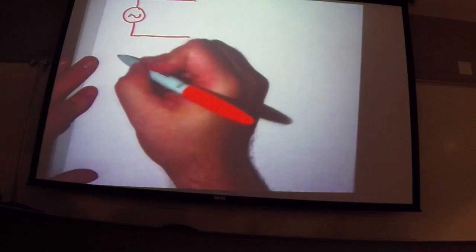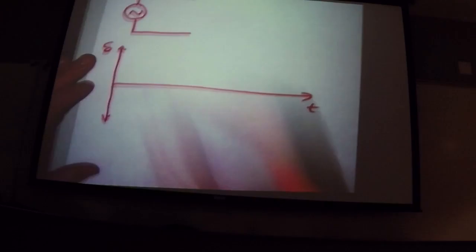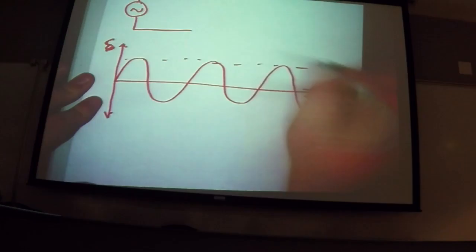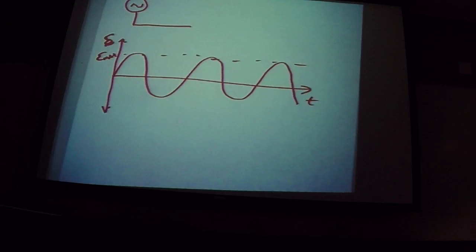I mean, think about it. This voltage that's actually coming out of the wires in the wall does this. Okay. So if I think this is a function of time, right? That's an E. It looks like this. Okay, sines and cosines are going to do this. All right? That's Emax.